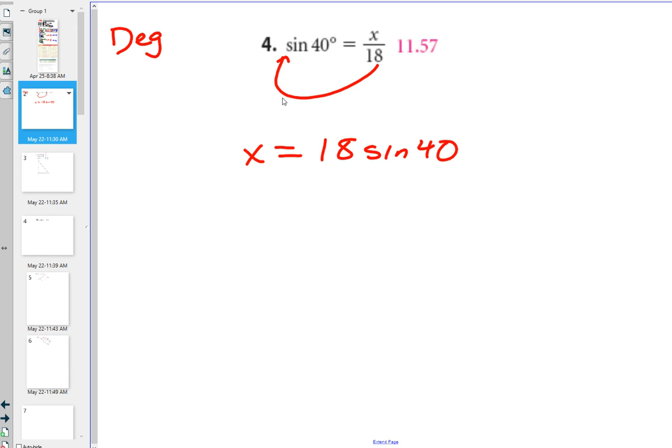The important thing is that your calculator is going to be rounding. Trig is all about rounding. So you should be getting approximately 11.57 according to what's up there. Just type in 18 sine 40 equals.